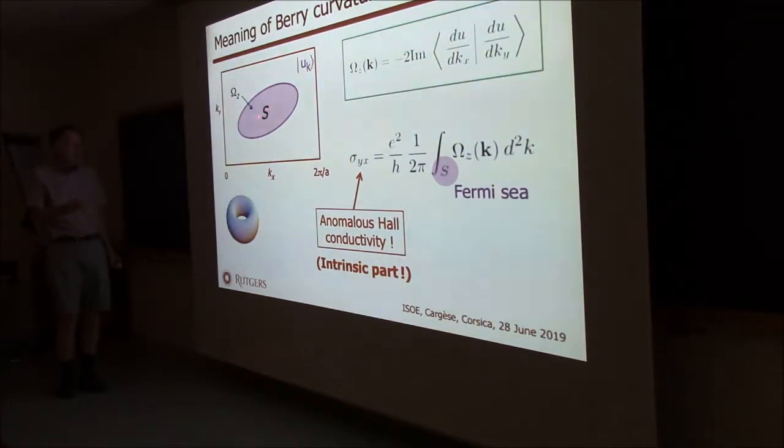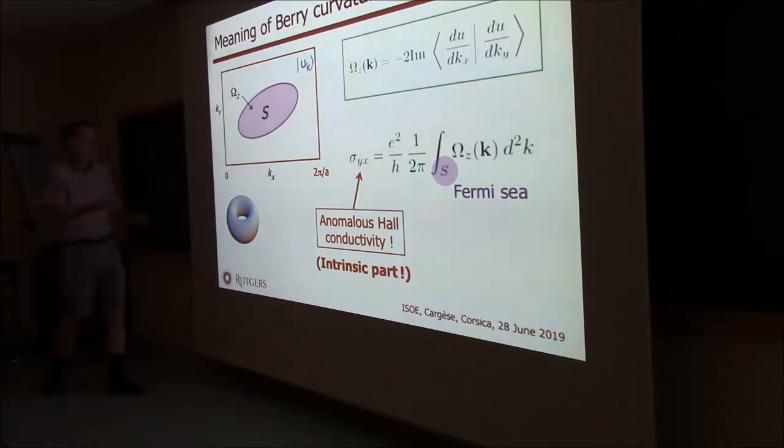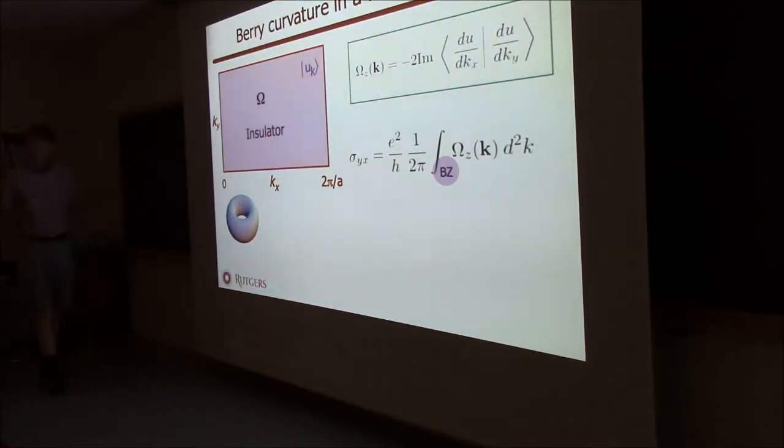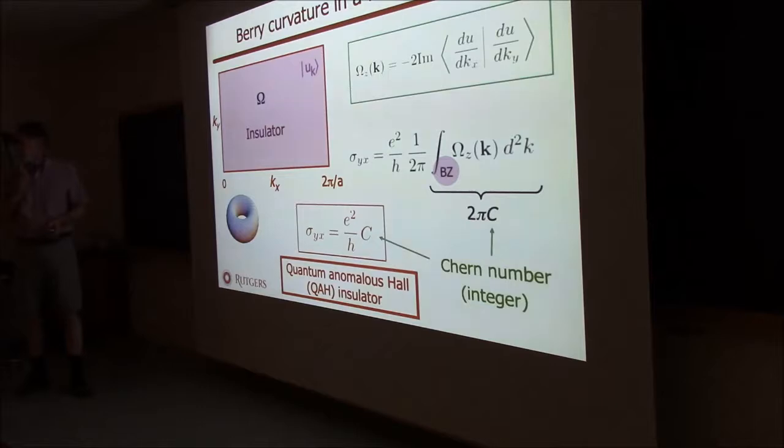Obviously, if you let this shrink to 0, then you're integrating over nothing, and you have to get an integer, namely 0. The surprising thing is when you let this expand and fill the entire Brillouin zone, you also get an integer, but it doesn't have to be 0. It might be 1 or minus 2 or something else, and that's the Chern number.